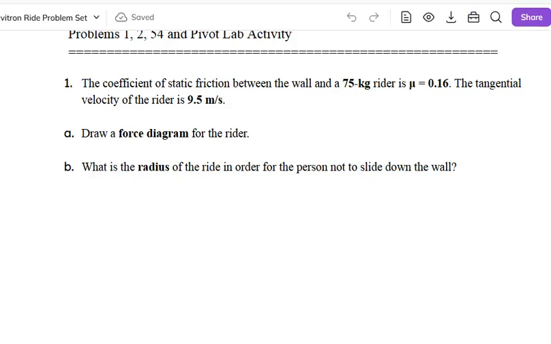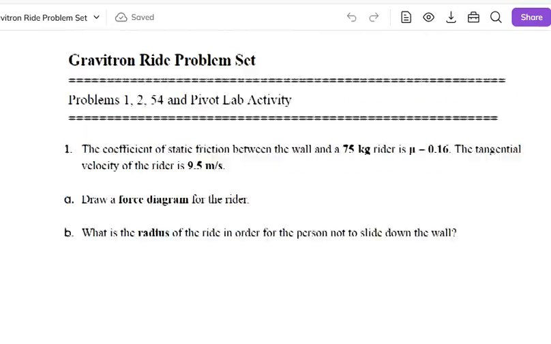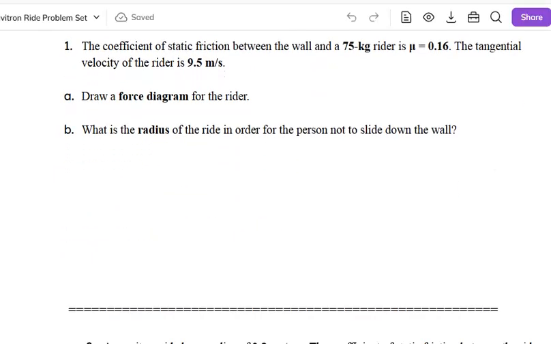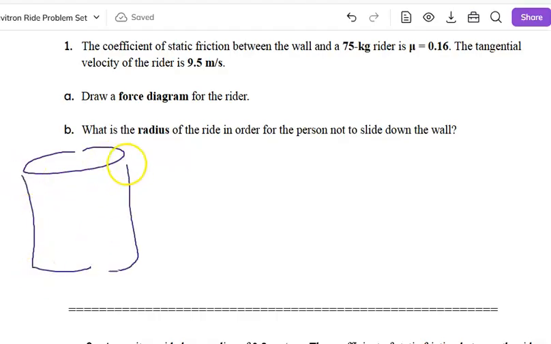Okay, folks, these are the video answers for the Gravitron ride problem set. So we have a person on the ride, and let's go through the forces first.